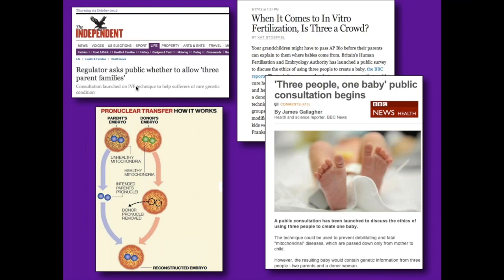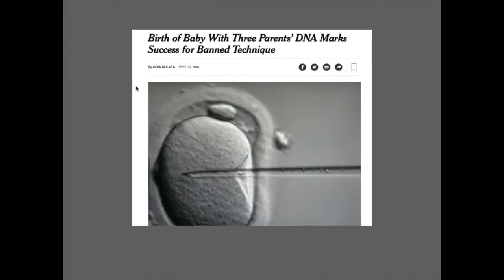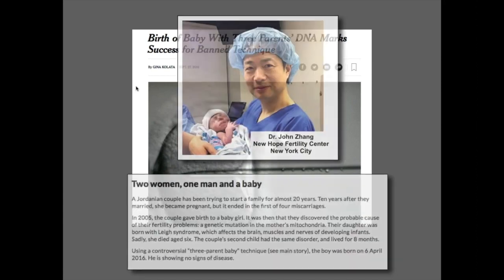Once it became apparent that this technique could actually work, there are a lot of discussions about it in advanced countries like Great Britain, the United States, Germany, and so forth, as to whether or not this should be allowed to go forward. Well, it has gone forward. And in fact, almost 3 years ago, or more than 3 years ago, the very first baby with DNA from three parents was born. This technique is actually banned in the United States. So the transfer was done in a third country. The baby was actually born in the United States.